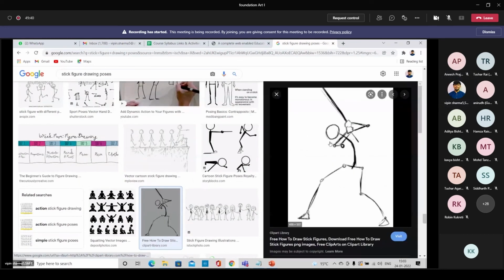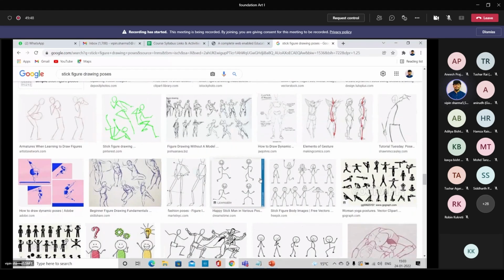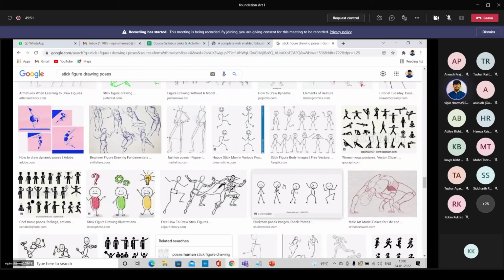So you can see, if you want to draw sports poses, you can take sports poses. You should understand the basic proportion, the anatomy, then you can start working on that. So do some practice on that and then start working on the poses. I'm going to assign you the next assignment.